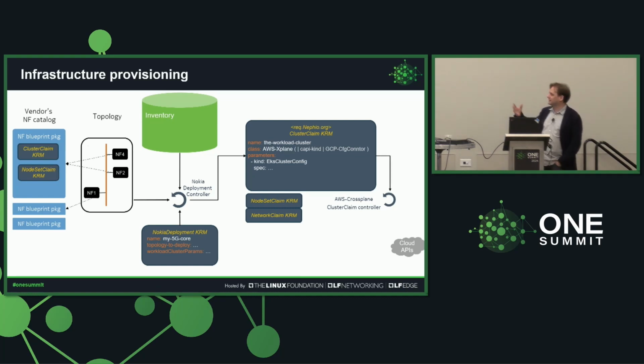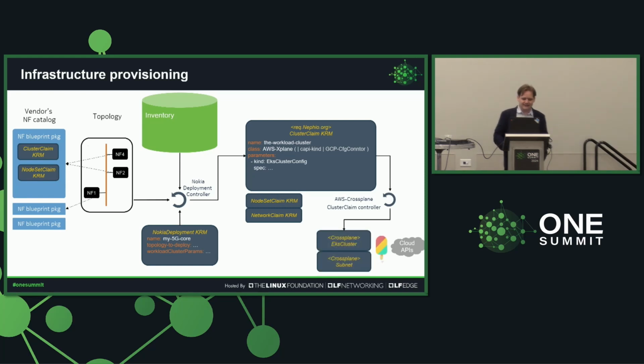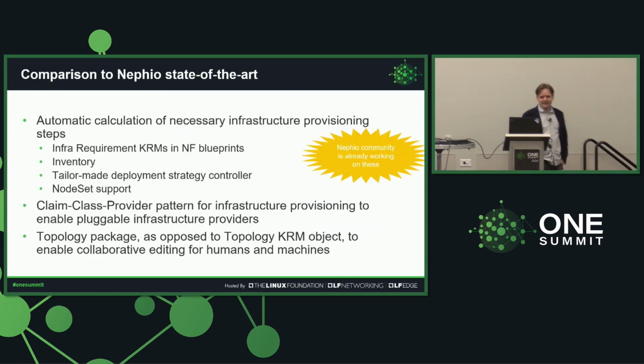And of course, based on the class, a controller will be selected, and that controller, in our case, will create the Crossplane resources for creating EKS clusters, subnets, routing tables, anything that is necessary. And it will also update the inventory. We already talked about that.